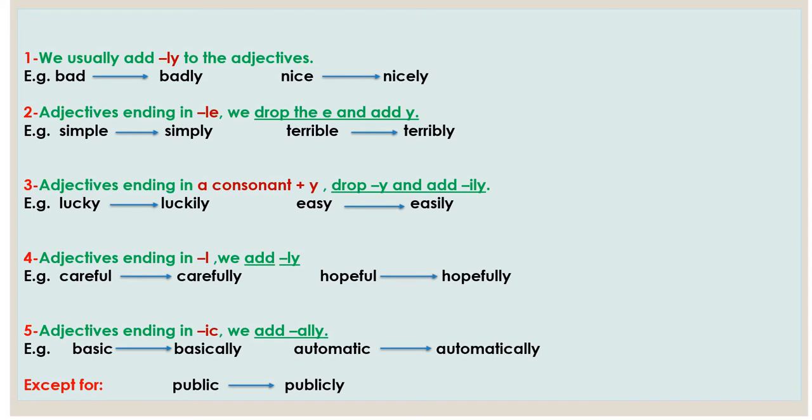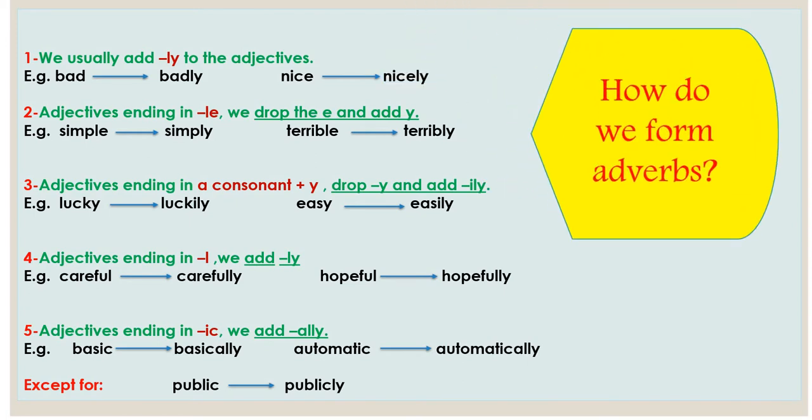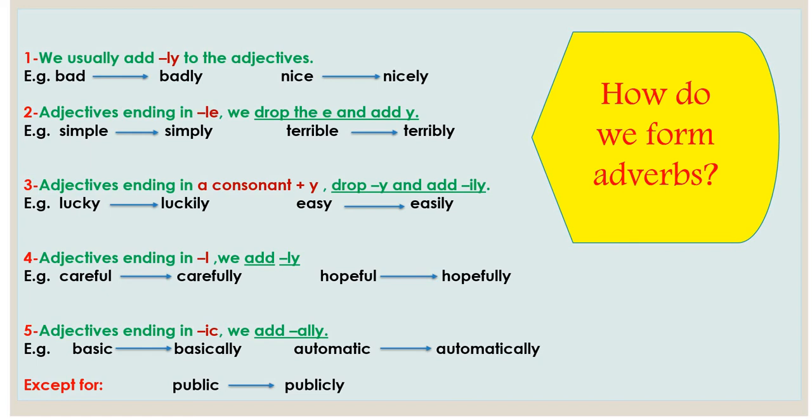Now let's move to another point, which is, how do we form adverbs? We have different ways. Let's read them. The first one, we usually add ly to the adjective to change it into an adverb. For example, bad will be badly. Nice will be nicely. So bad and nice are adjectives, and I added ly to them to change them into adverbs.